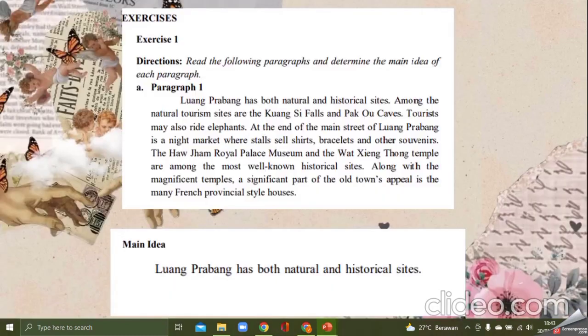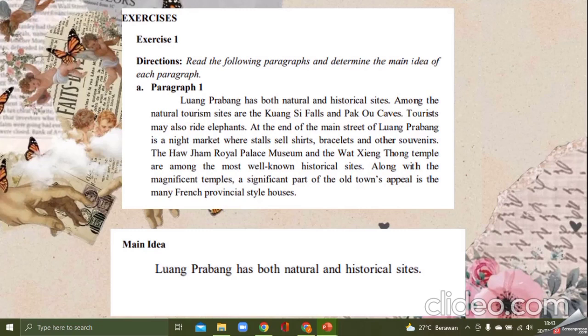Exercise 1. Exercise direction: read the following paragraphs and determine the main idea of each paragraph. Paragraph 1. Luang Prabang has both natural and historical sites. Among the natural tourism sites are the waterfalls and caves. Tourists may also ride elephants.